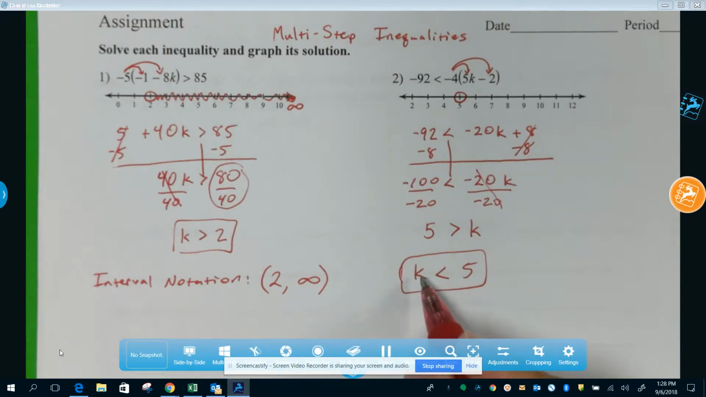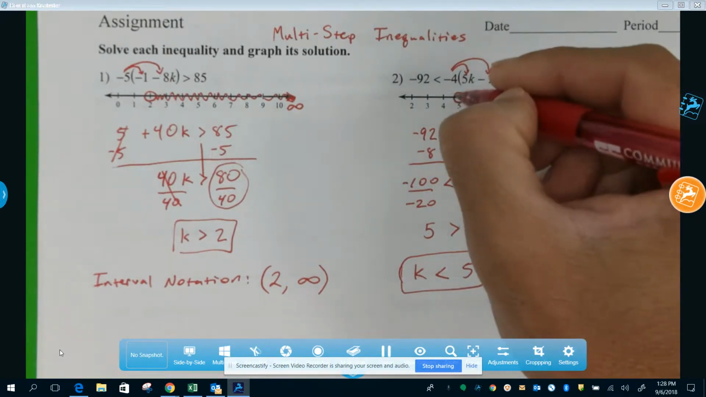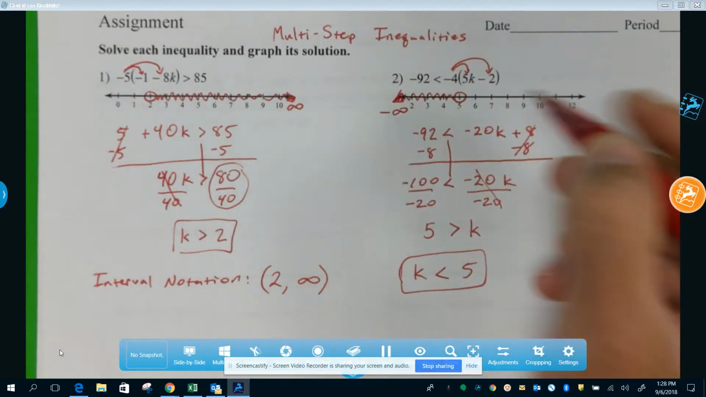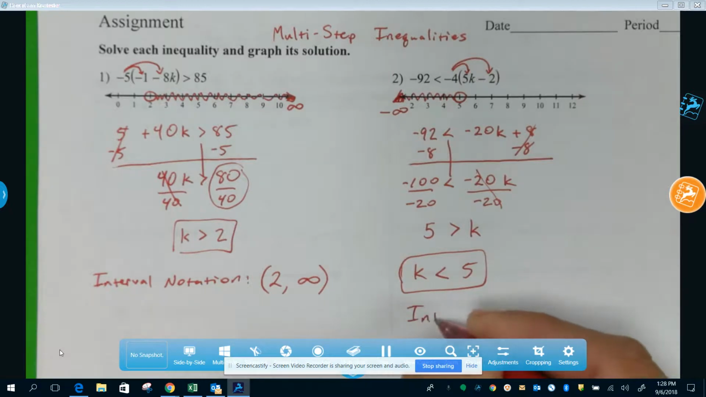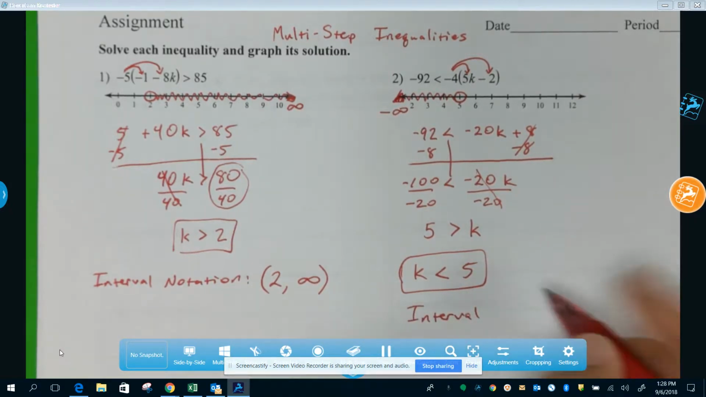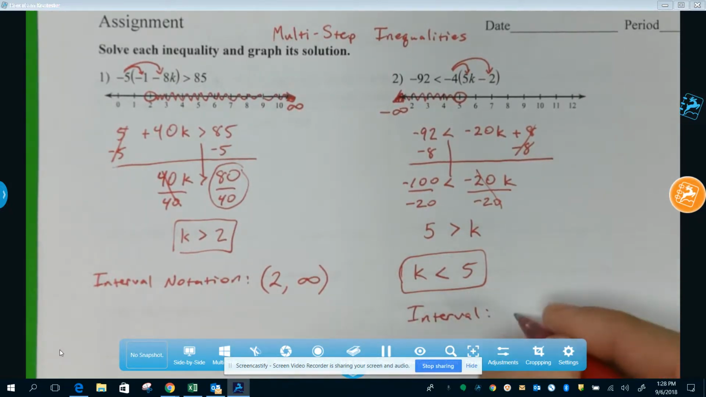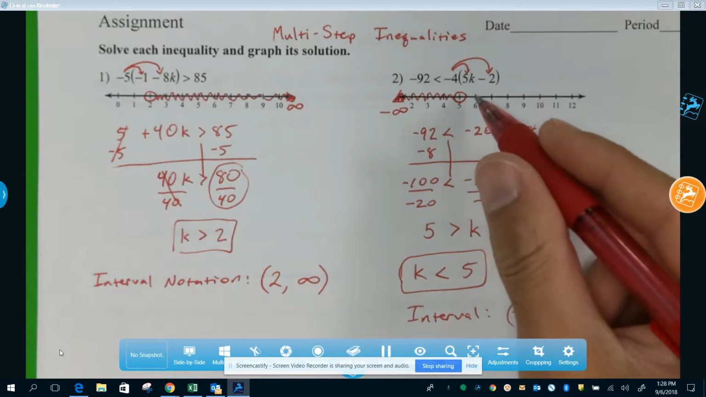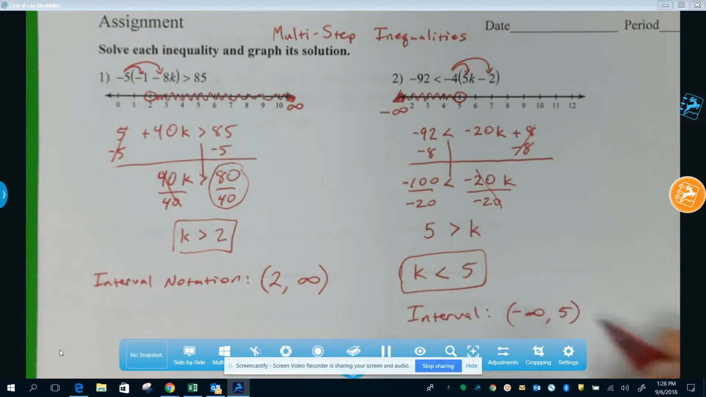But we are going to shade. This says the k values have to be less than 5, so we shade to the left of 5. And in this case, forever to the left is -infinity. So here, interval notation, we went from -infinity all the way to 5. Infinity always gets parentheses, and since our 5 was an open circle, it also gets parentheses.